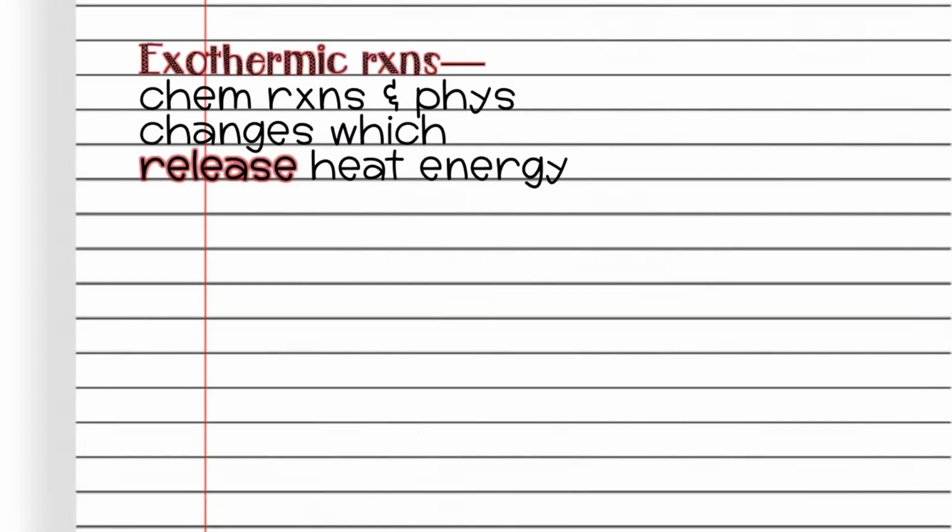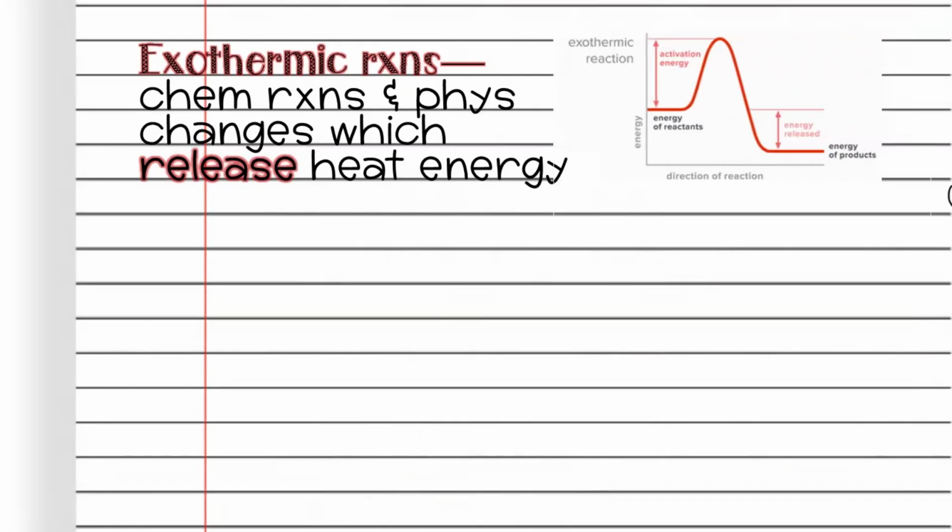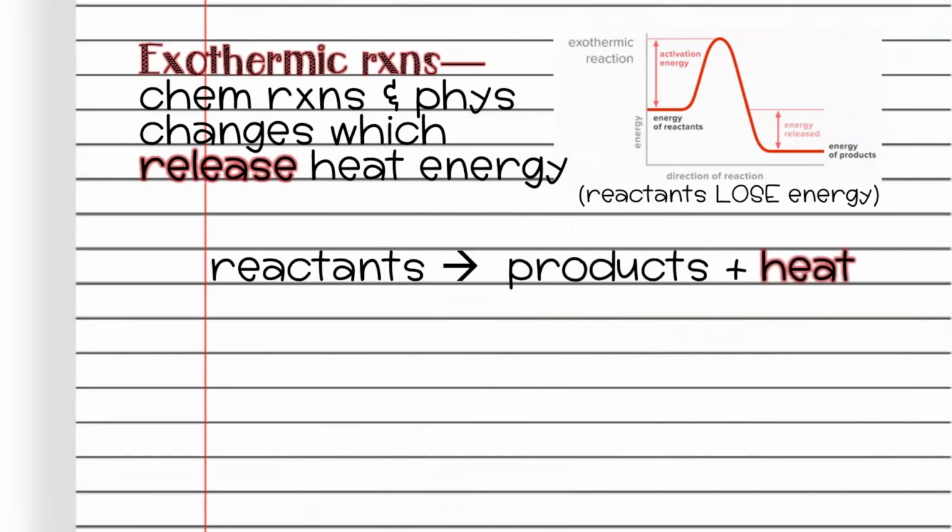Now, conversely, here we've got exothermic reactions. They're those reactions that release heat energy. So their products have lower energy than the starting reactants. If we wrote their equation with heat in it, it would be reactants yield products plus heat. So the heat is given off, it's released, it goes away.